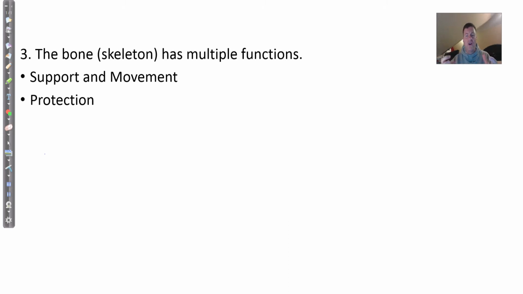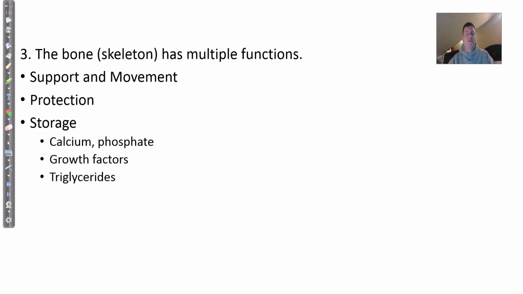So clearly this hard shell of the bone gives you some protection, but there's some other functions that are maybe not as obvious to most people. One is the role in storage. The skeleton is a major storage site in particular for minerals. These two, calcium and phosphate, as you'll see in a second, are principally stored in the skeleton, but there's also growth factors that we store in the bone that basically are metabolic additive factors, and we'll talk about those more in class, and even triglycerides.